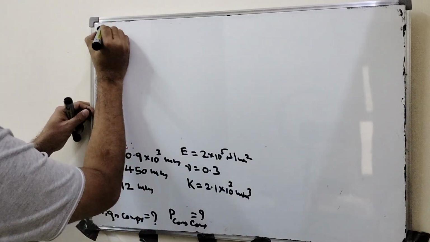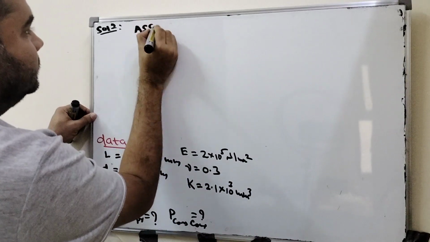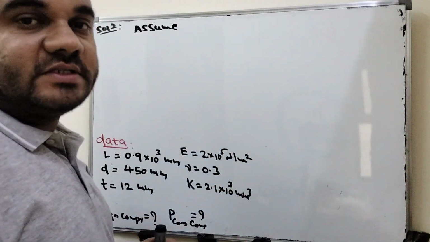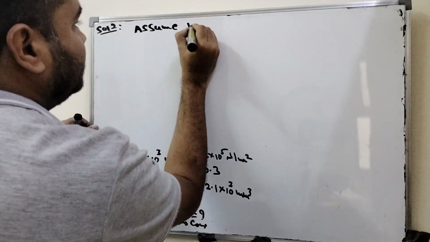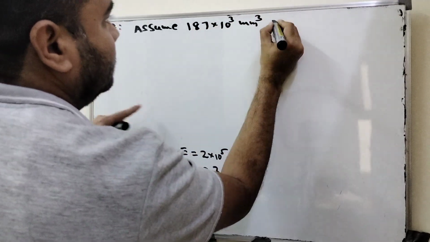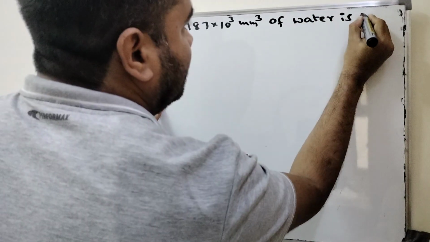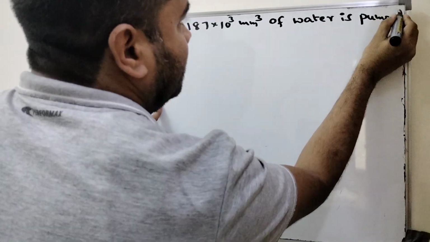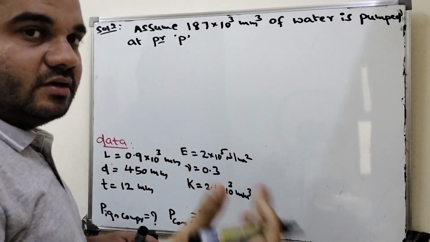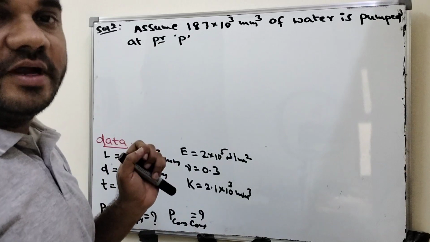Solution. First, we have to assume the external volume of the water we are supplying here. 187 into 10 raised to 3 mm cube of water is pumped at pressure P. Whatever volume you are pumping is assumed to be at pressure P.